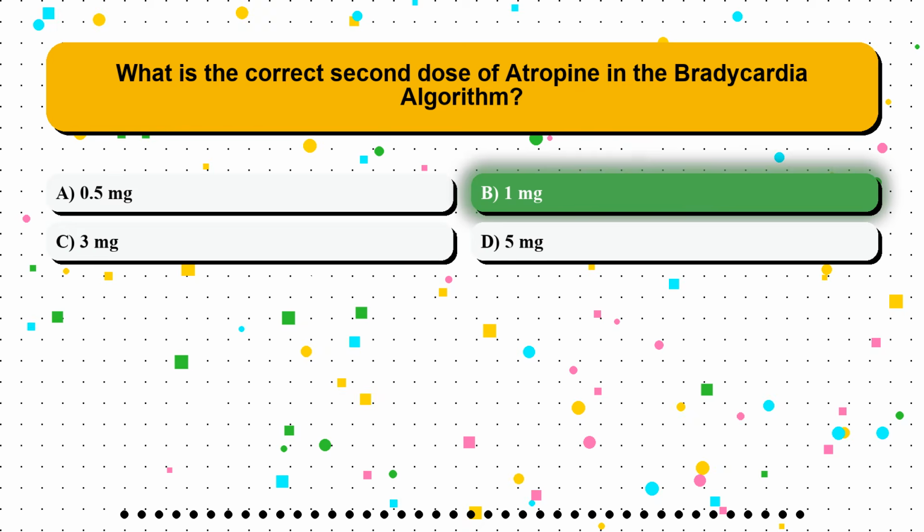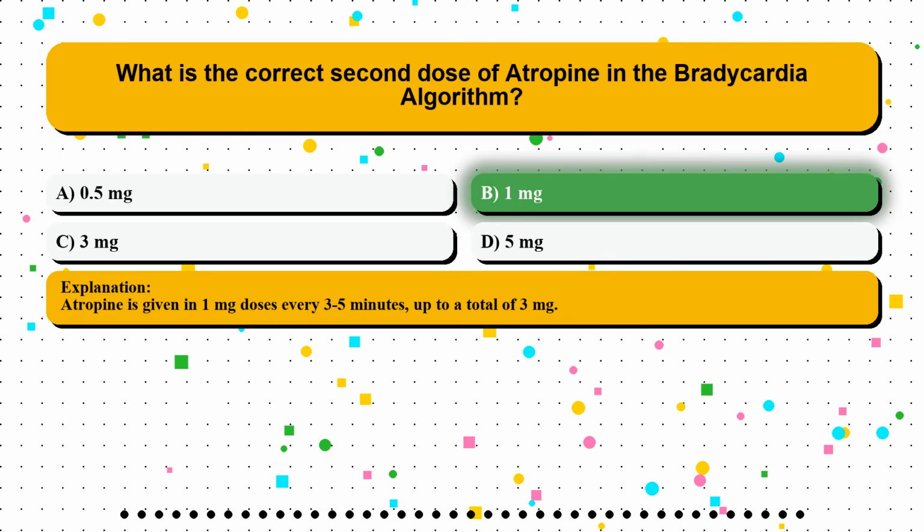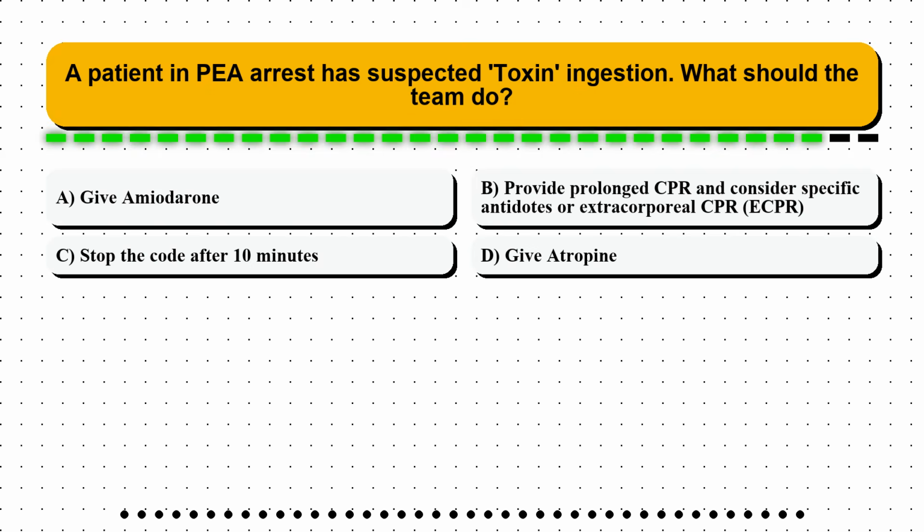The correct answer is option B, 1 mg. Atropine is given in 1 mg doses every 3 to 5 minutes, up to a total of 3 mg. Question 28. A patient in PEA arrest has suspected toxin ingestion. What should the team do? Option A, give amiodarone. Option B, provide prolonged CPR and consider specific antidotes or extracorporeal CPR, ECPR. Option C, stop the code after 10 minutes. Option D, give atropine.